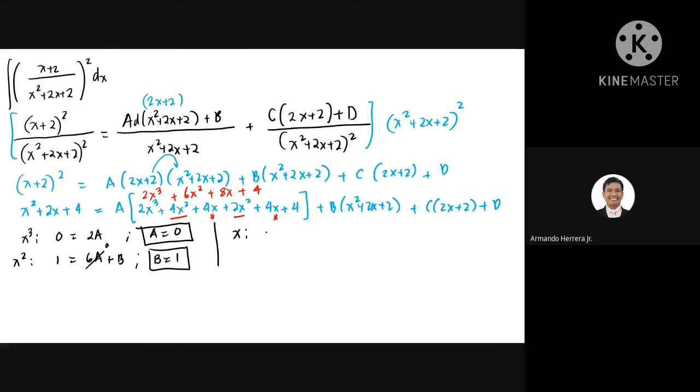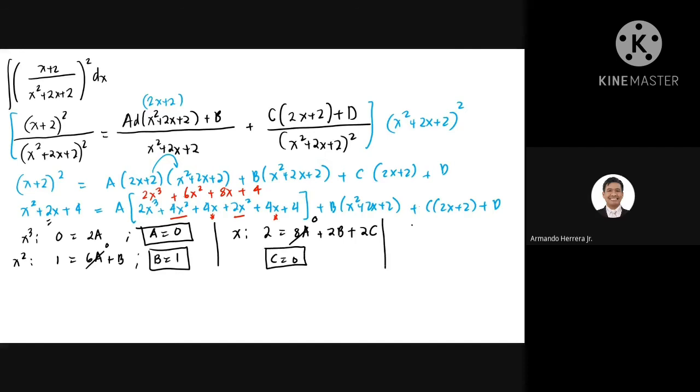For x, that's 2 on the left. We have here 8 times a plus 2b plus 2c. d is not there. So again, a is 0. 2 times b, that's 2 times 1 is 2. Transposed to the left, that is 0. Then c is also 0.